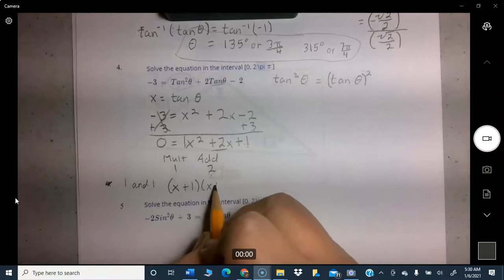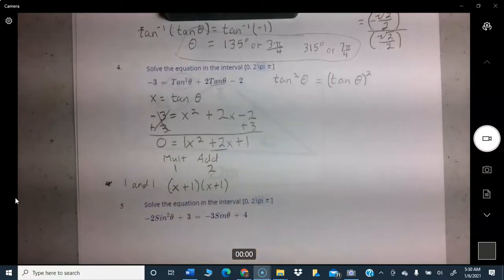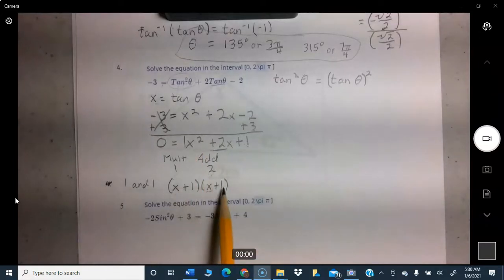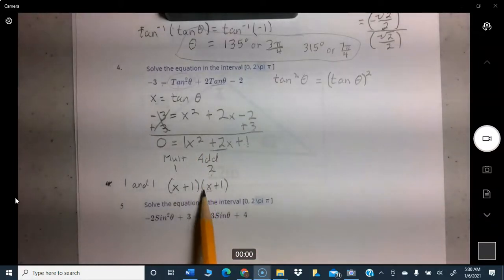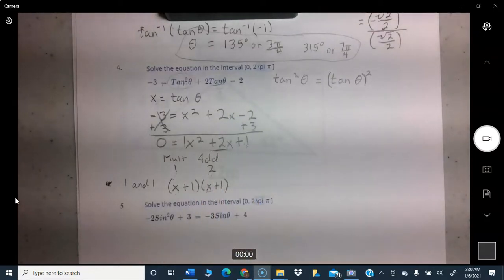times x plus 1. And if you FOIL these out, x times x is x squared. X times 1 is x. X times 1 is x. That's 2x. And 1 times 1 is 1. So they get you back to that equation up there.